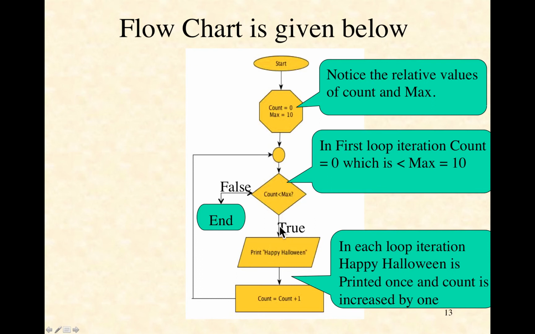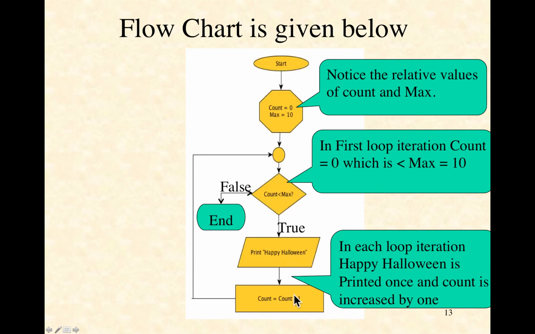Loop condition evaluates to true, and I print Happy Halloween, and then count is increased by 1 because I printed once. So count becomes 1 from 0, and then I go back and compare 1 with 10. So 1 less than 10 is still true. So I print Happy Halloween again. Count becomes then 2. 2 less than 10 is still true. So I enter the loop a third time and print Happy Halloween.